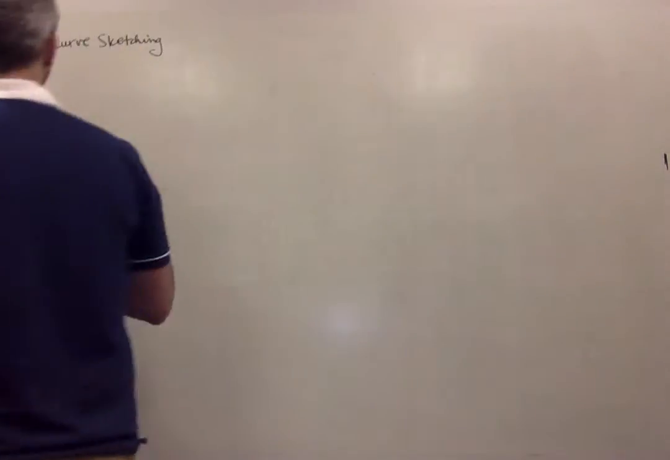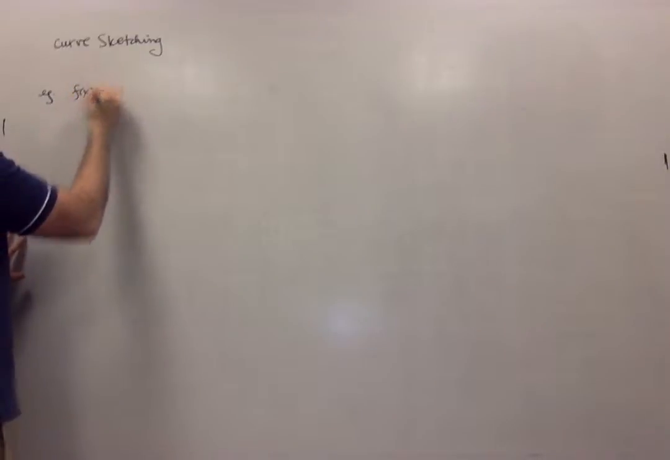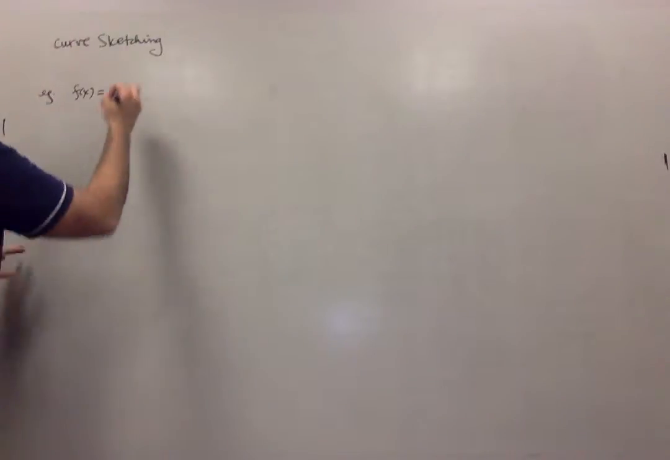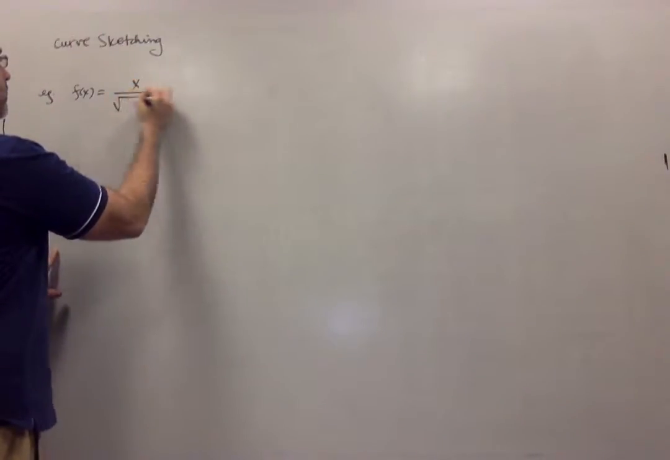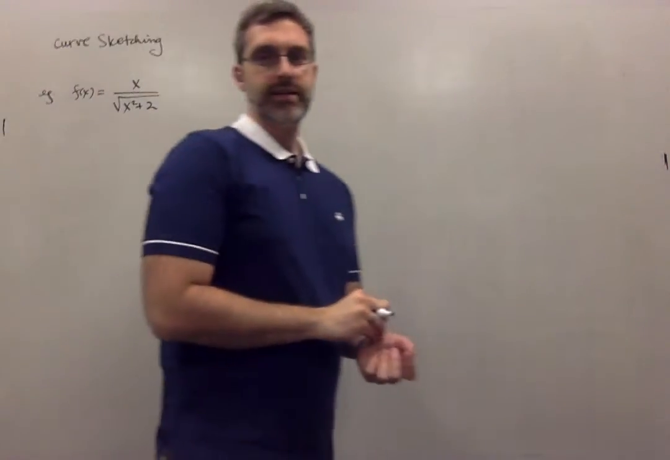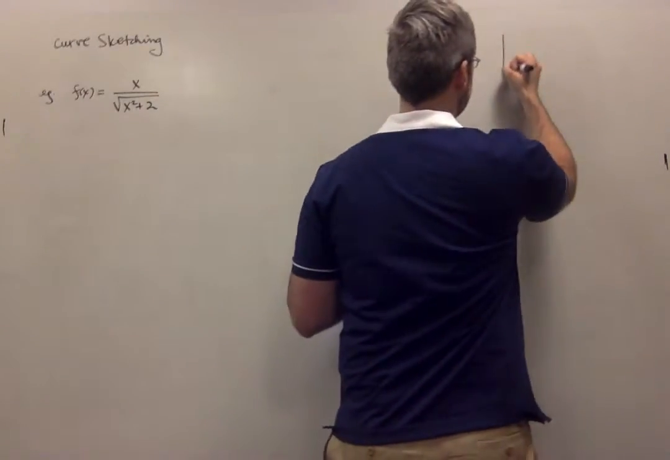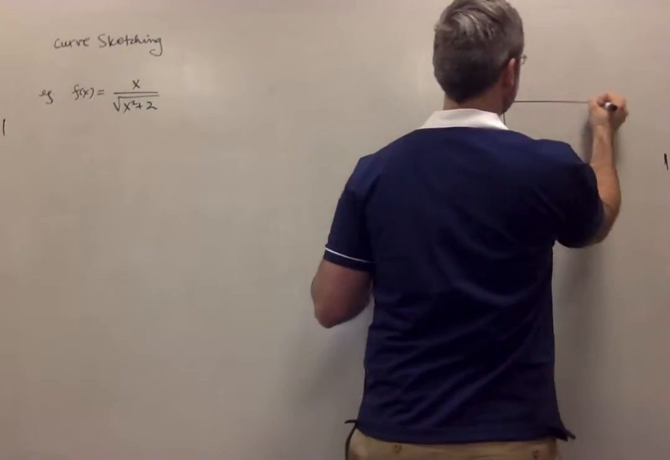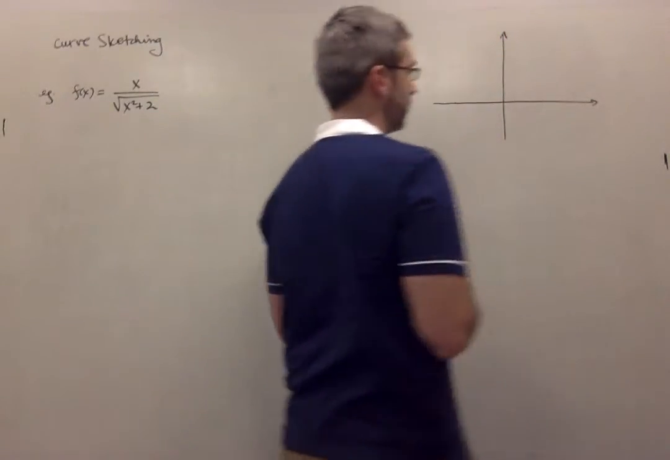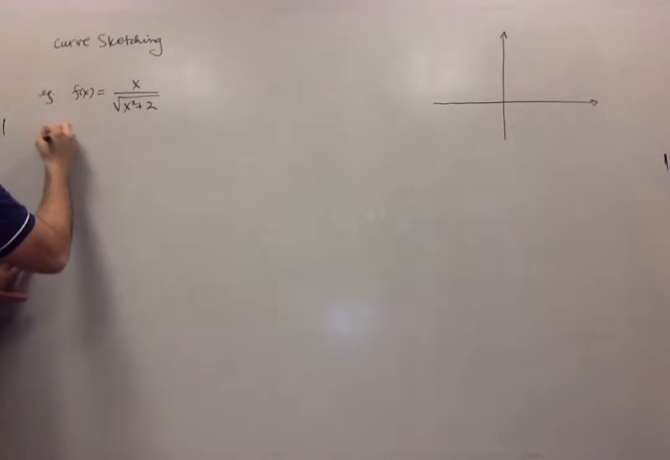All right. So let's start with the example of x over the square root of x squared plus 2. Right? Now you're probably getting sick of the quotient rule now. This one involves some square roots, and I want us to just get a little bit of practice again with some square root stuff. So let's start with domain.